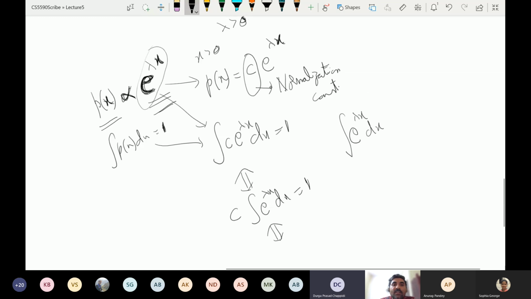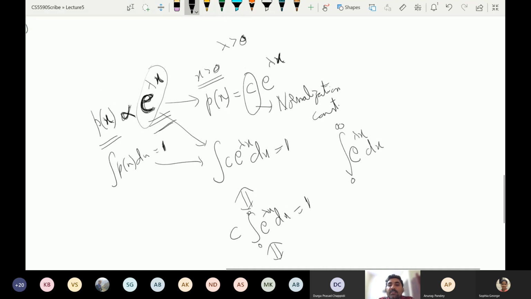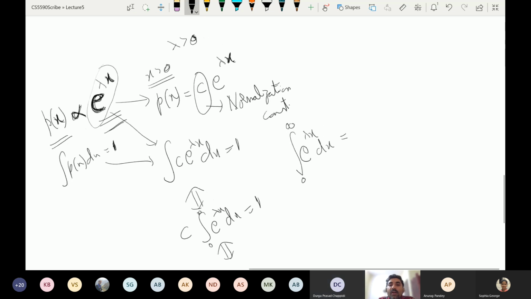And what is the x domain? X is 0 to infinity, right? So this is 0 to infinity. That's the limits. So what is this? e to the power lambda x by lambda. How did you get that? Because maybe you will do a change of variables. You will say lambda x, I'll call it x bar, then what will happen?